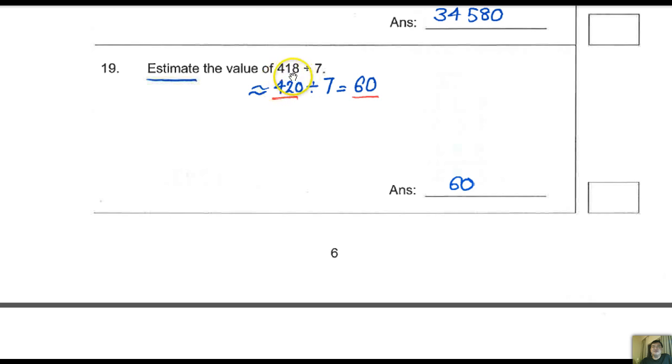But 418, if you round it off to the nearest 10, which is 420, and look very carefully, 42 is a multiple of 7, right? Hence 420 is also a multiple of 7. This will be easier for you: round the number to a multiple of this divisor here. Round it up or down to a multiple, then divide by that divisor. Then you should be able to get an easy estimated answer.